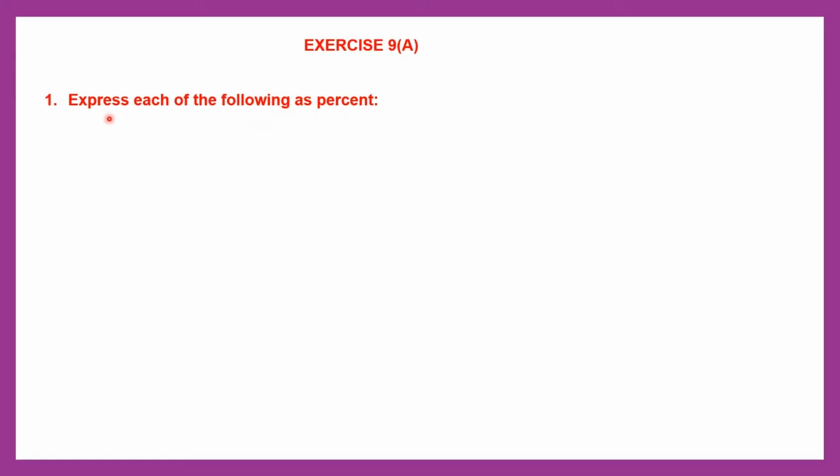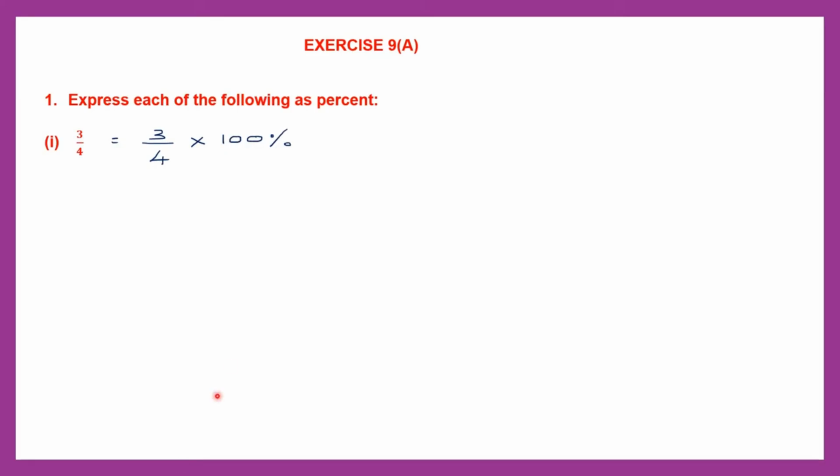So what does question 1 say? Express each of the following as percent. So here we've been given a fraction and we have to write this as a percent. So whenever you're going to convert into percent, you multiply by 100 and put the percentage sign. So here I'm going to take 3 by 4 and I'm going to multiply this by 100 because I'm converting it to a percent and I need to put the percentage sign.